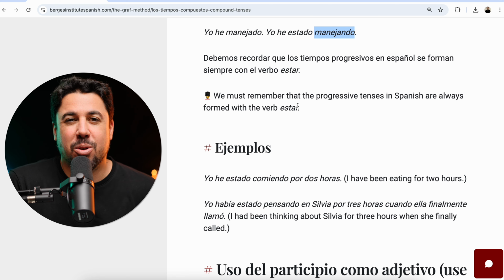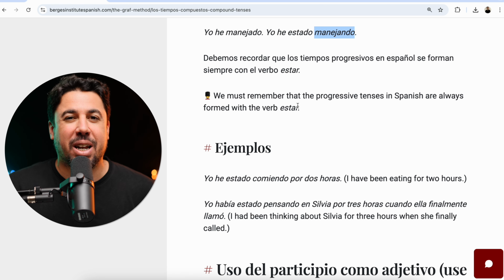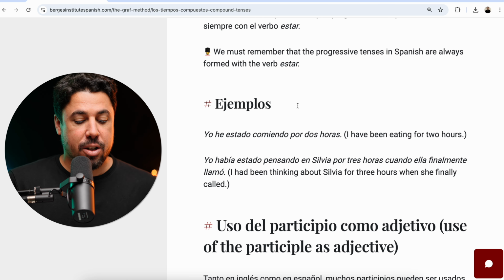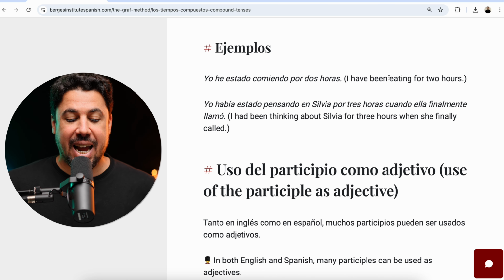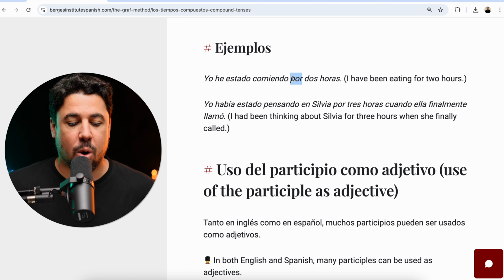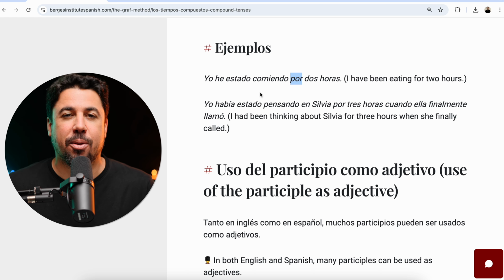Again, in English we use this quite a lot. In Spanish it's not that common. We tend to use the standard I had spoken, yo había hablado more. So, some examples. I have been eating for 2 hours. Yo he estado comiendo por 2 horas. And this por, we tend to omit it a lot. Yo he estado comiendo 2 horas.